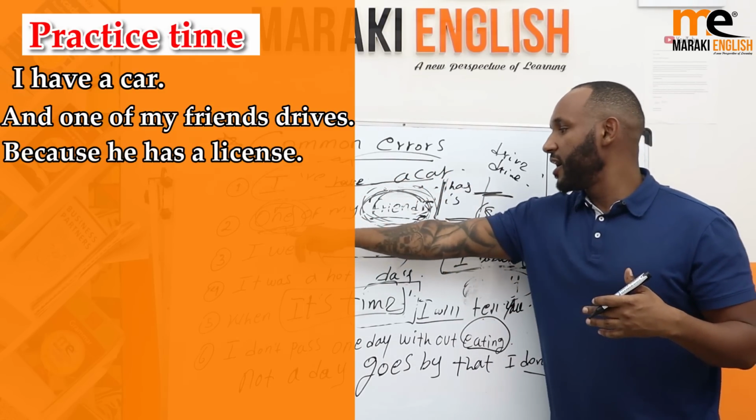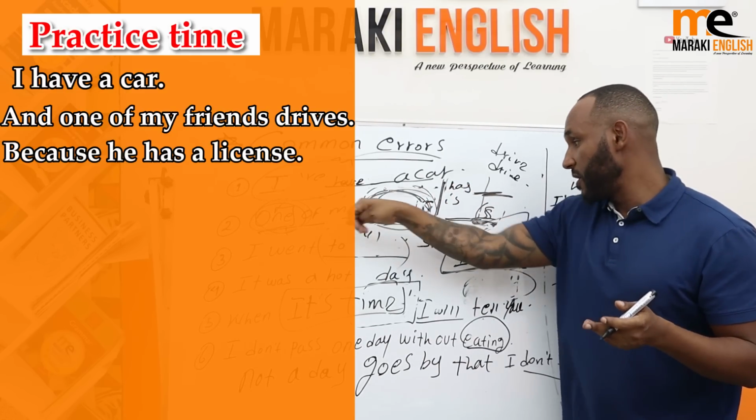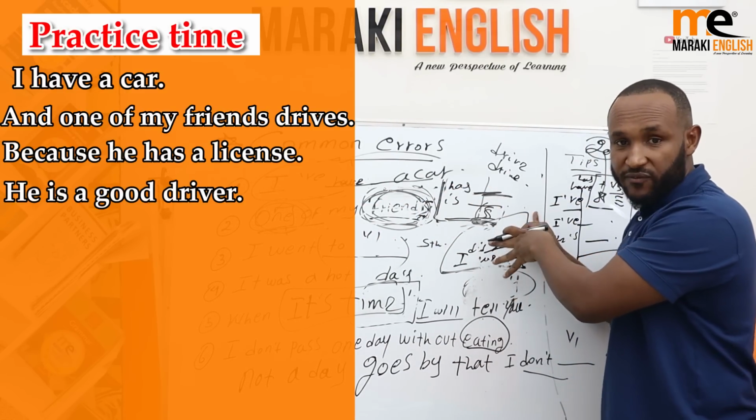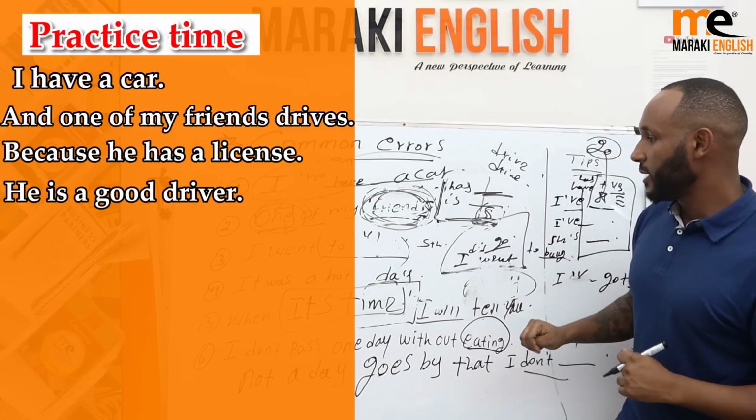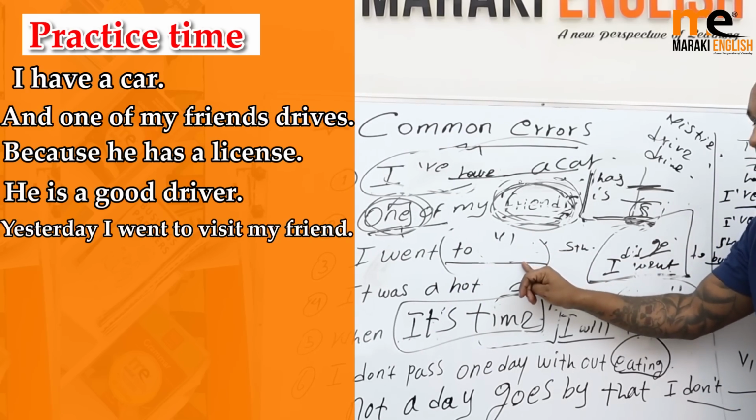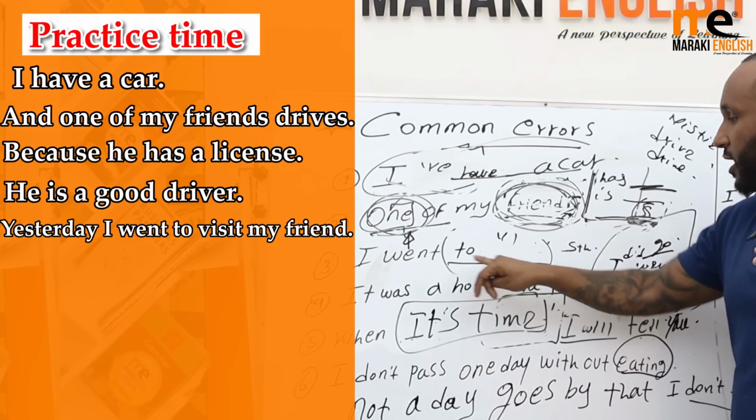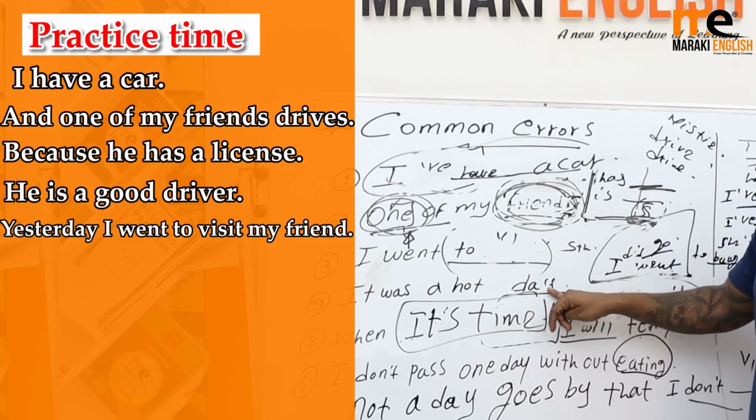I have a car, and one of my friends drives because he has a license, okay? Or one of my friends has a license again. And he is a good driver. Who? One of my friends is a good driver. Okay? Nice. Yesterday, I went to visit my friends. Very good. Who? Him, right? Okay. So, yesterday I went to visit him. Yeah, yesterday I went to visit him.